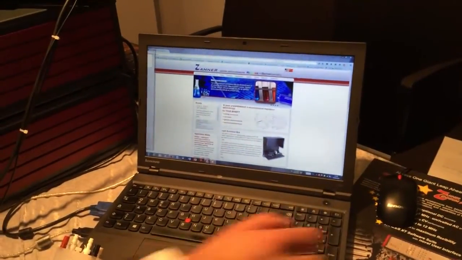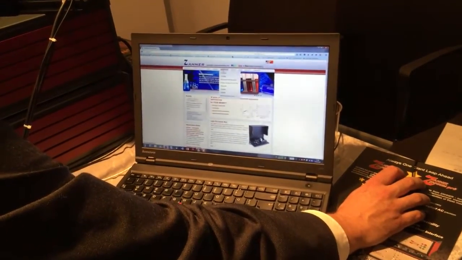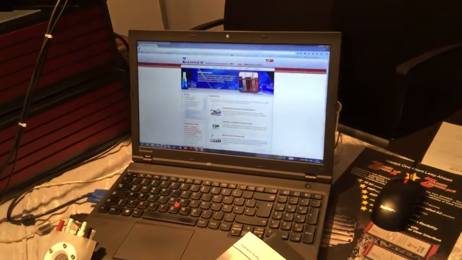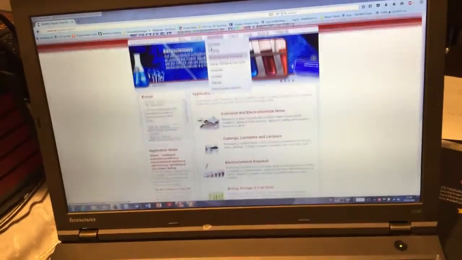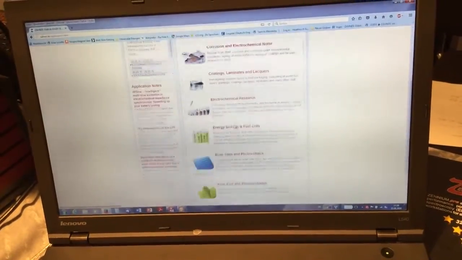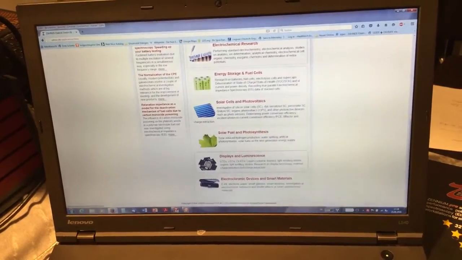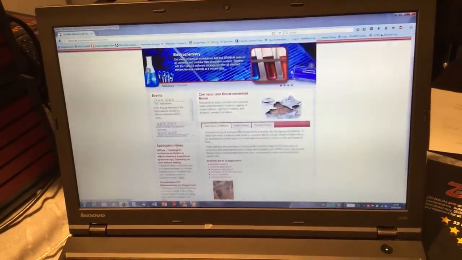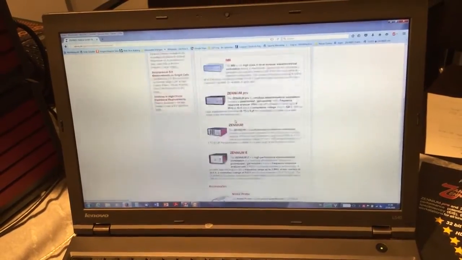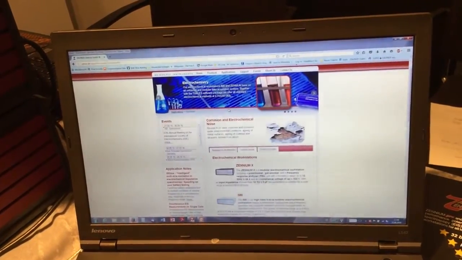It's our website, ZAHNER.de, and if you're not sure what kind of instrumentation you need, you can have a look at our applications website. Here we show anything that has to do with electrochemistry, for example, corrosion, electrochemical research, energy and storage, fuel cells, display and luminescence. And if we go, for example, to corrosion and electrochemical noise, then you find what kind of products are suitable for this kind of research. So have a look at that.